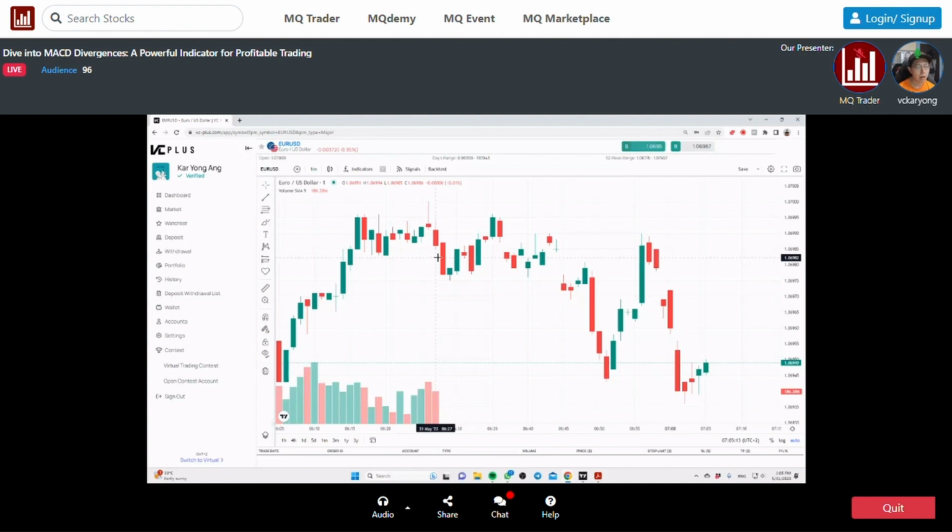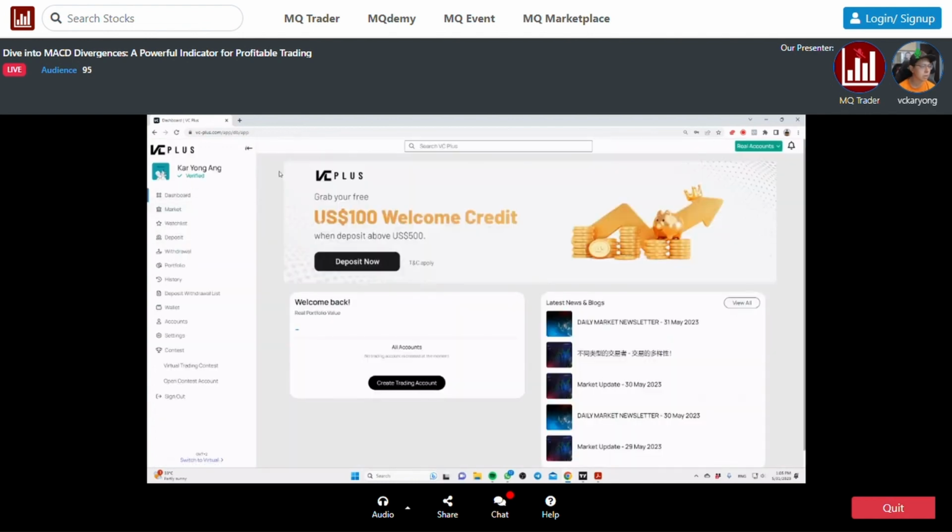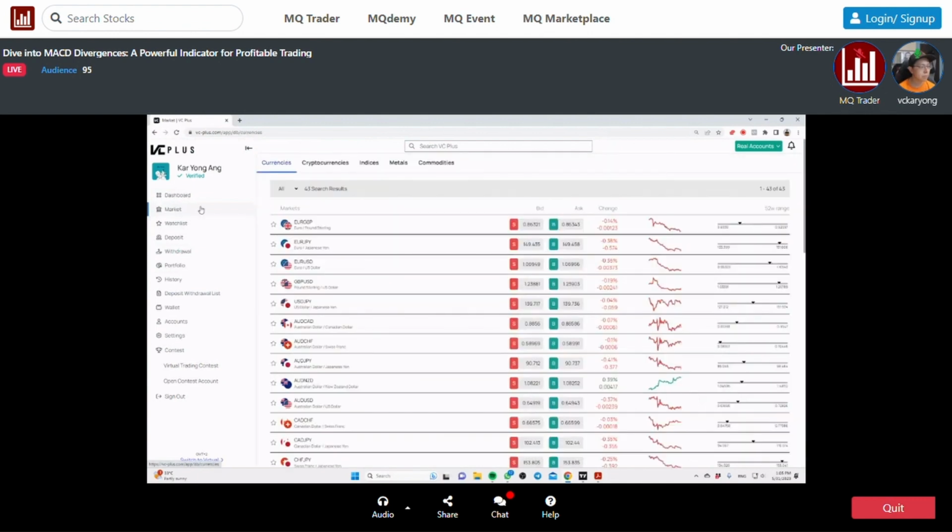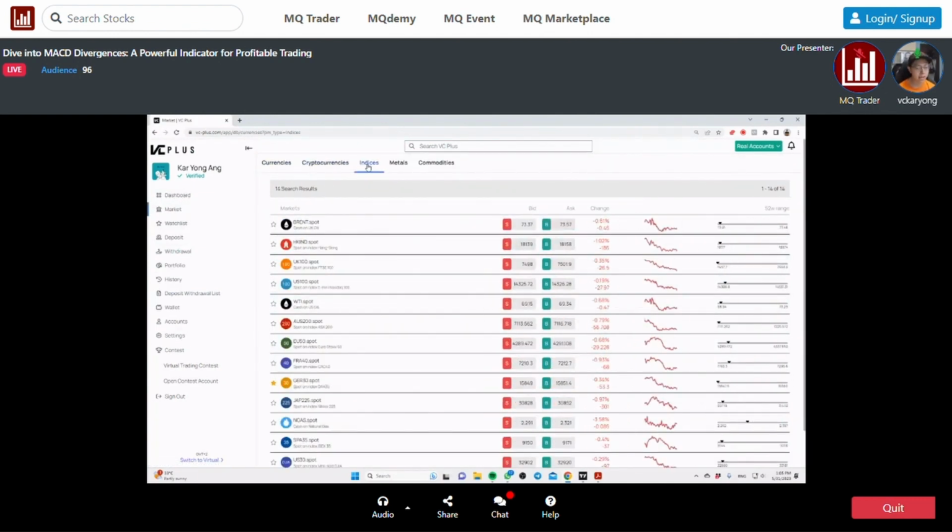Over here, let me walk you through in some of the chart environment to show you how you can utilize this, right? So this is actually the VC Plus platform. Probably when you log in, you end up on this page. What you can do is you can click on markets, right? If you're on FX, you can look at FX, cryptocurrency, indices, etc.